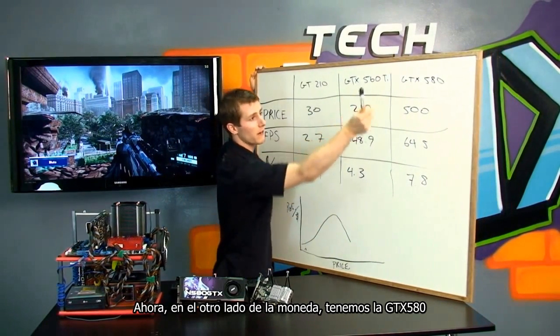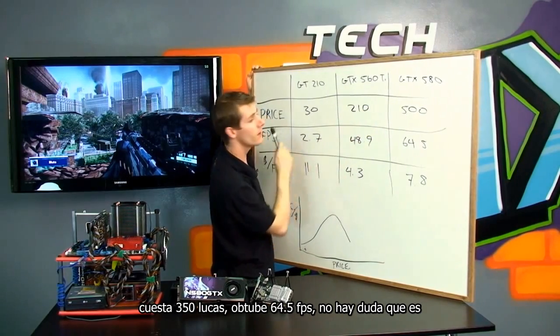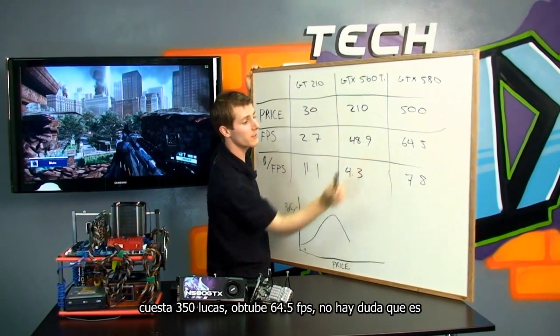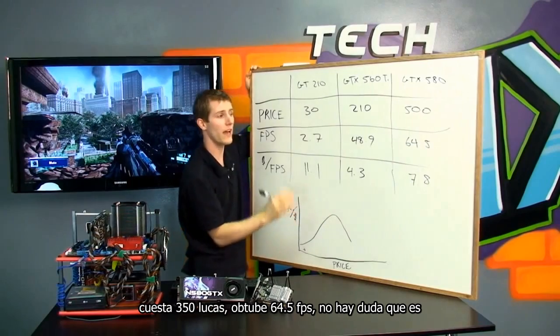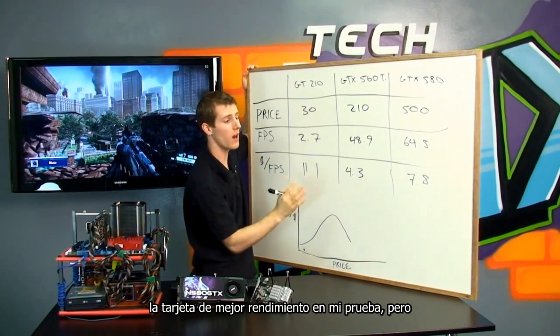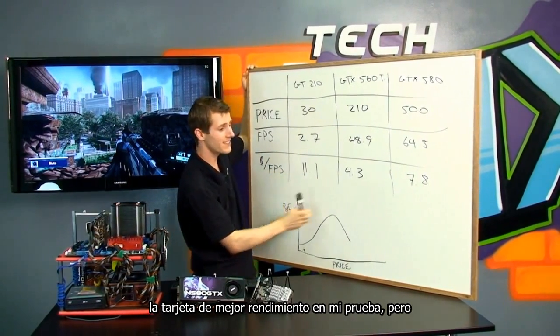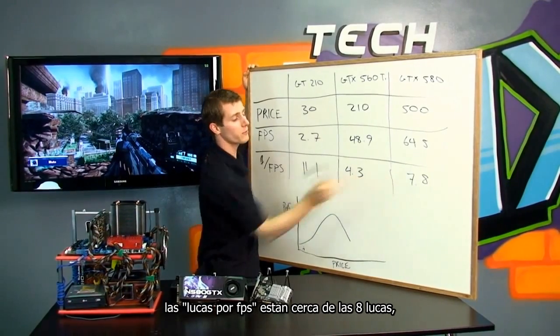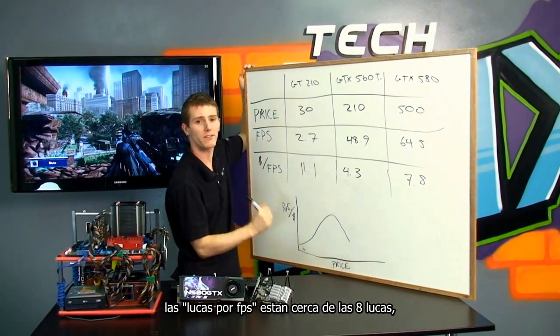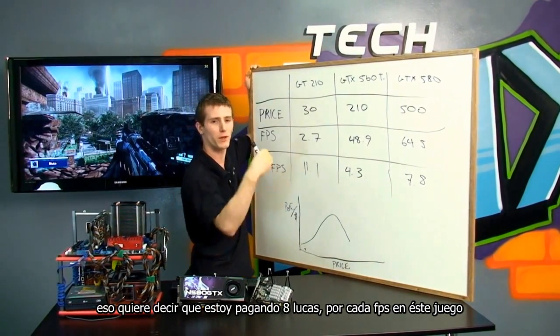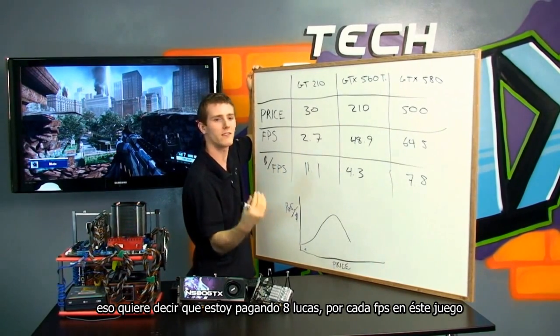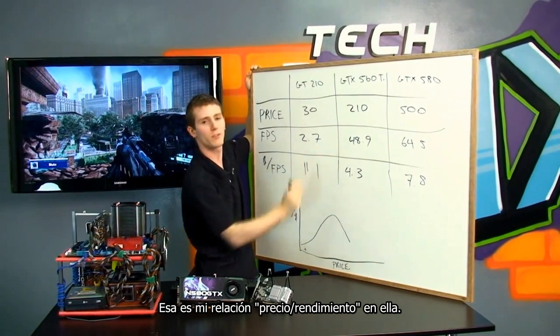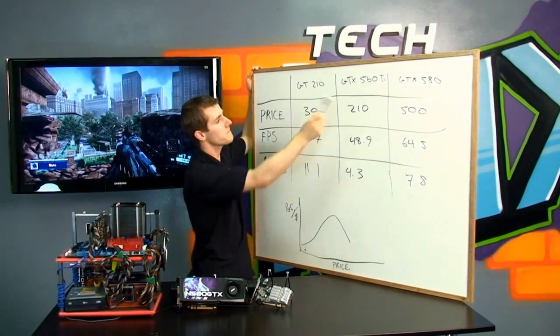Now, on the other end of the spectrum, we've got the GTX 580. It's $500. I got 64.5 FPS. There's no doubt that it is the highest performing card in my testing, but the dollars per FPS works out to almost $8. So I'm paying about $8 per frame per second that I'm getting in this game. So that's my price to performance ratio on that one.